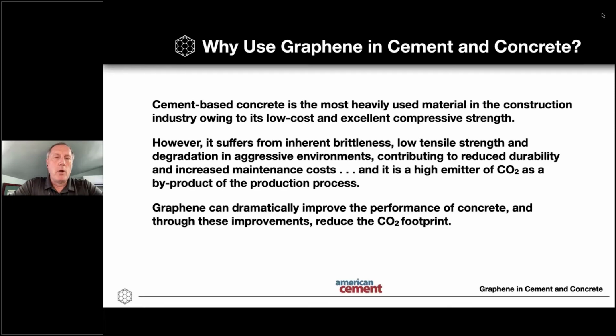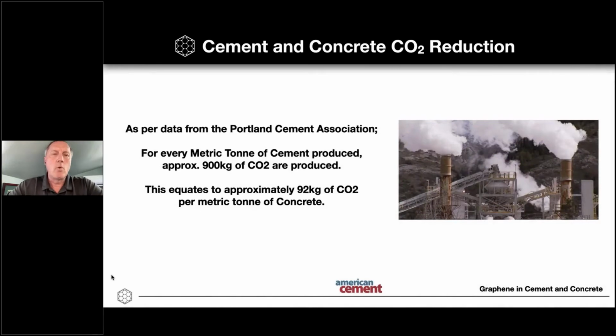As everyone knows, cement-based concrete is widely used, and depending on which figures you refer to, it accounts for approximately 8% of global CO2 emissions. It's a material that we depend on for many very good reasons, and we will continue to use it. The question really is, how can we continue to use this material but reduce the CO2 footprint? According to the Portland Cement Association, producing about a metric ton of cement also creates about 900 kilos of CO2. That's almost a 1-to-1 ratio of CO2 produced to cement.